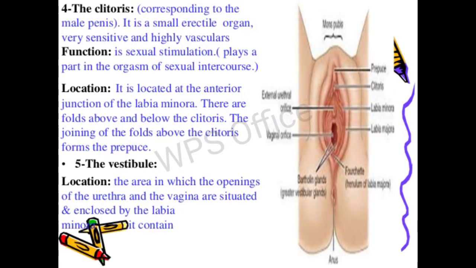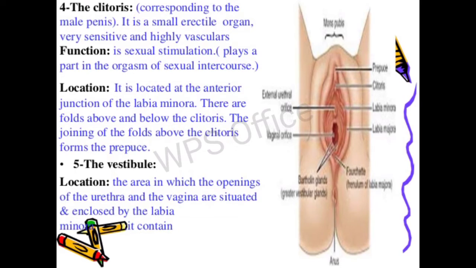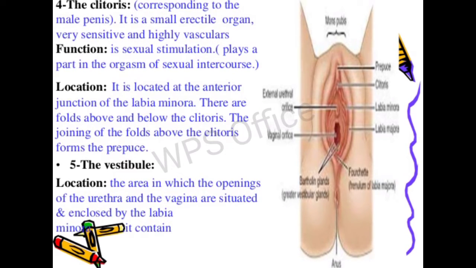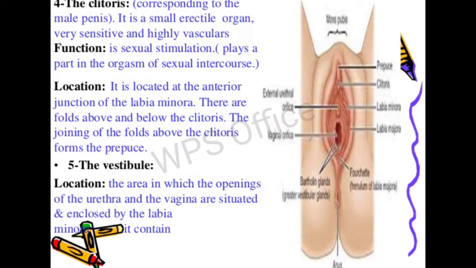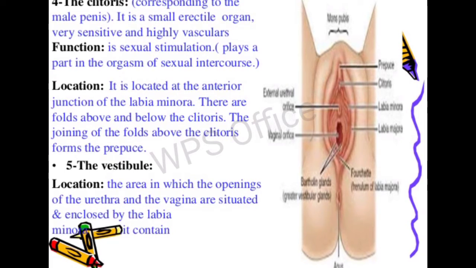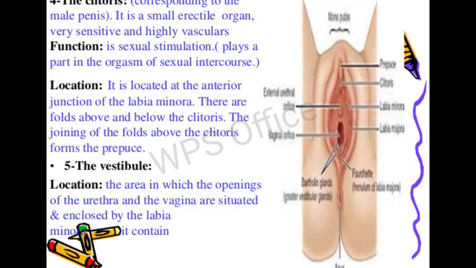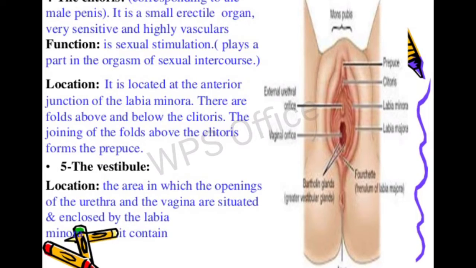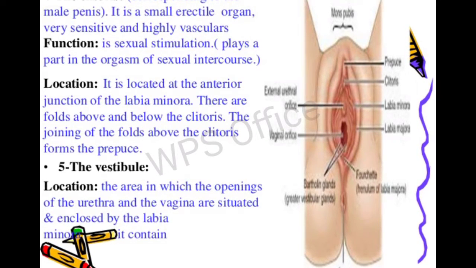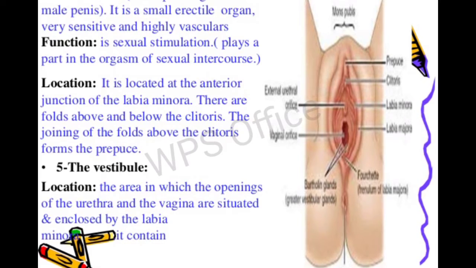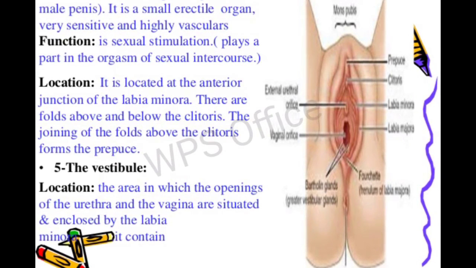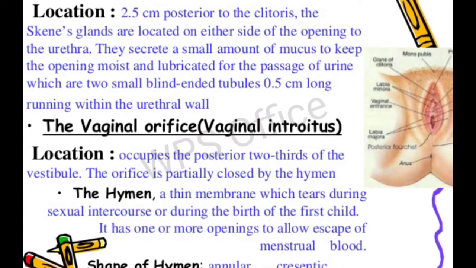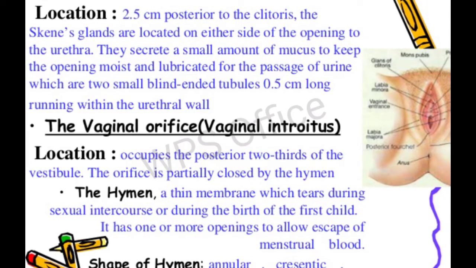Next is the clitoris. It is a small erectile organ, very sensitive and highly vascular, and its function is sexual stimulation. It is located at the anterior junction of the labia minora. Then the vestibule is the area in which the openings of the urethra and vagina are situated, enclosed by the labia minora. We can see this in the picture also.